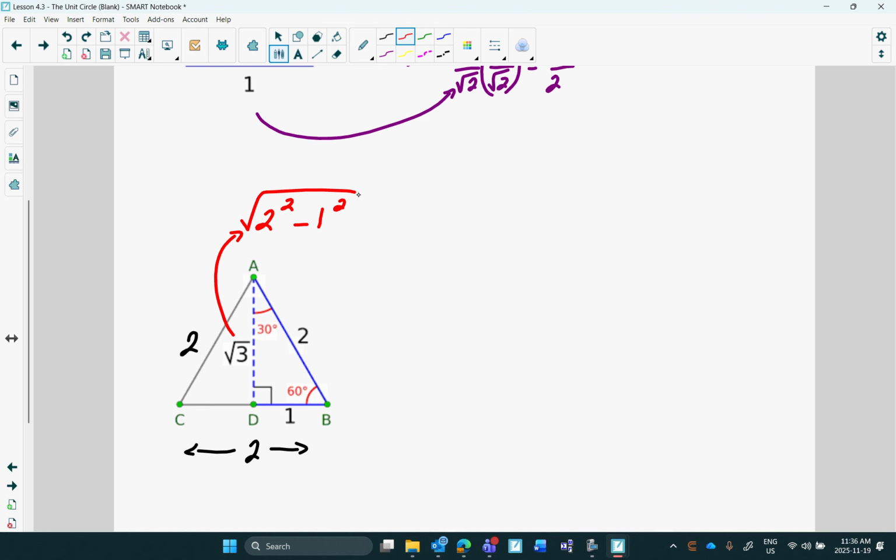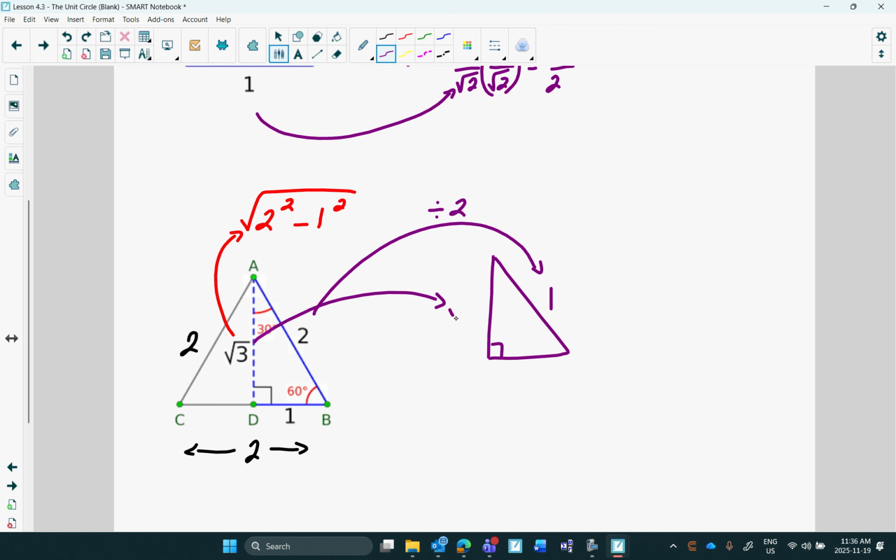So if we want to make a 30, 60, 90 triangle, the sides must be 1 for one of the legs, root 3 for the other leg, 2 for the hypotenuse. But I don't want that. I want the hypotenuse to be 1. Which means I have to make a similar triangle. What do I divide by? 2. Which means you got to divide everything else by 2.